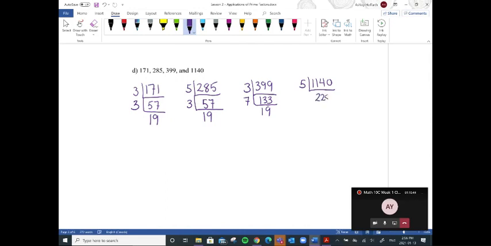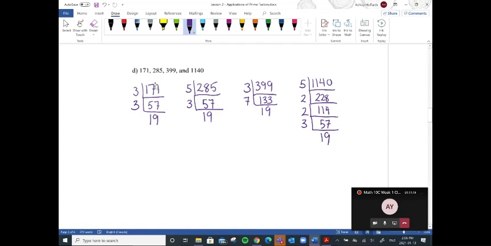So we get 228. That's even, so I'm going to go with a 2. We divide that by 2, we get 114, which is also even, so we can use 2 again. Another 57. And we already know from the last 2 times that with 57 we can divide out 3 and be left with 19.